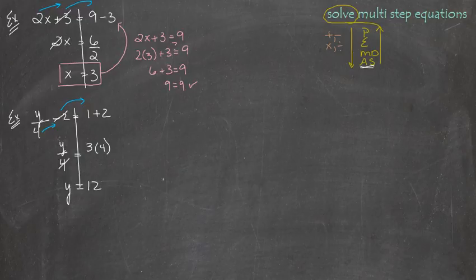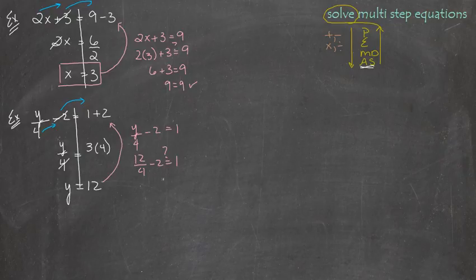Check our answer. Write the original: y divided by 4 minus 2 equals 1. Instead of y, I'm going to write 12. 12 divided by 4 minus 2 equals 1. And we're not sure if that's true, because we're checking. Now remember, I'm not actually solving, because I already have numbers for all my values. I plugged in 12 for y.